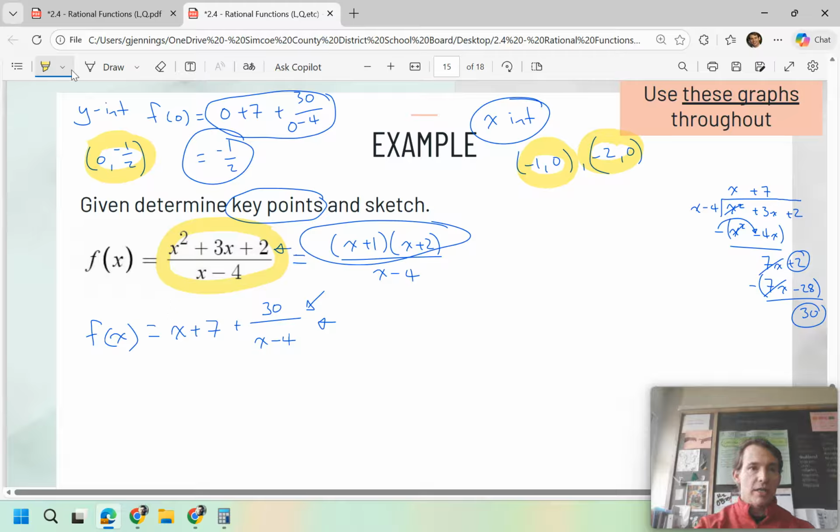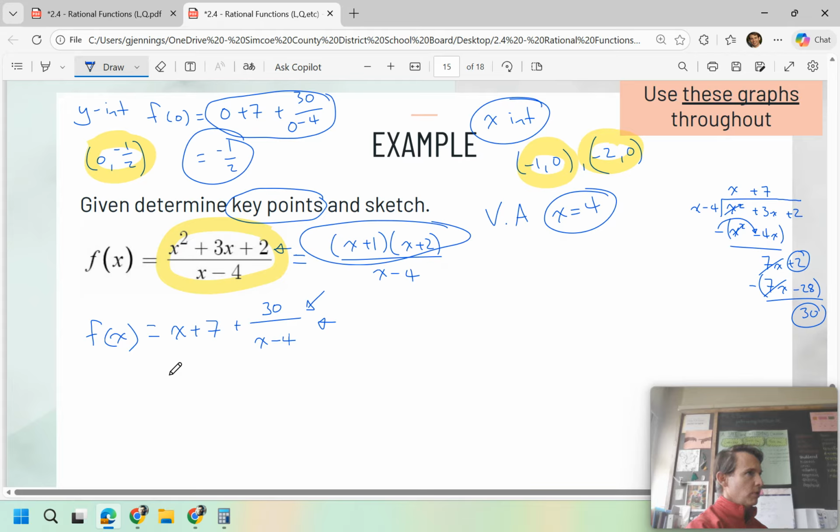x equals 4 is what flavor of asymptote? So we have a vertical asymptote at x equals 4. And then we have here a slant asymptote. We do not have a horizontal asymptote. Can anyone tell me why we don't have a horizontal asymptote? It's on the previous page of your handout.